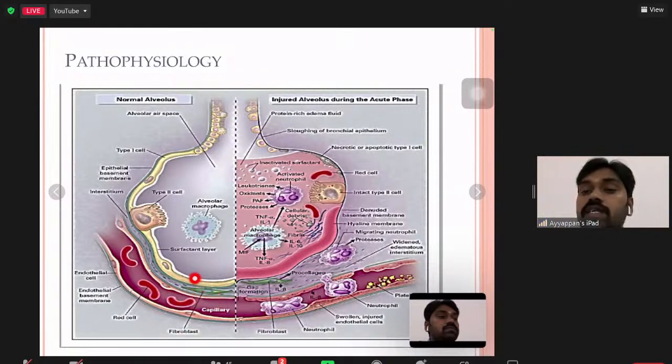So in direct injury, there is injury to this alveolar epithelium. Usually these type 2 cells are resistant to the injury. Only the type 1 cells will be injured, followed by cell death, apoptosis and necrosis of these cells, which results in cellular debris getting accumulated here.